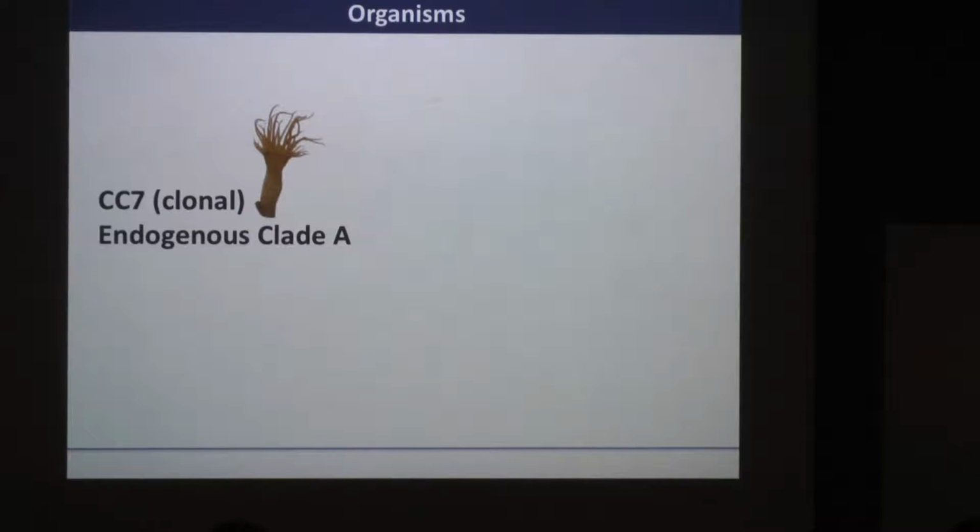So first I want to do a little bit better job introducing the organisms in play. So we have two clonal lines of our sea anemones. One is CC7, derived from Florida, actually, and it comes with an indigenous clade A Symbiodinium.